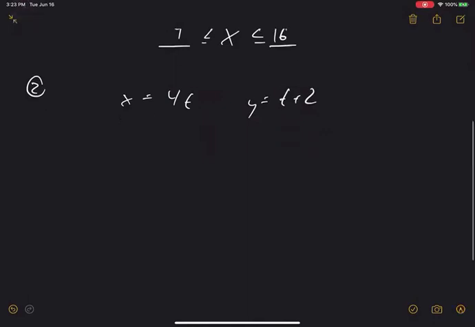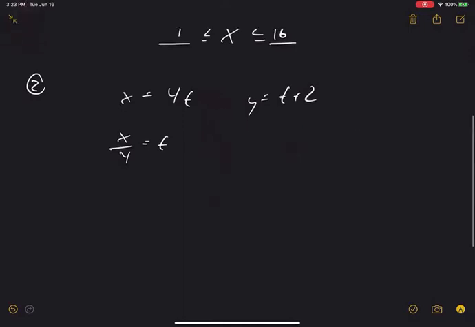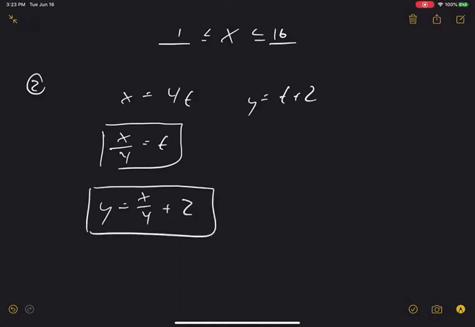I could do x over 4 equals t and then plug that into here. Or I could do it the opposite way. I could say y minus 2 equals t and plug it into there. So there are two ways to solve this one, and I'll show you both. Let's take this and plug it into our y equation. When I do that, I get y equals x over 4 plus 2. That would be a final answer.